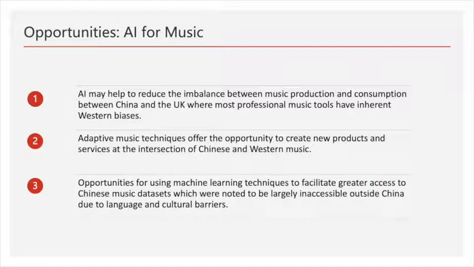Participants identified current trends in artificial intelligence as possible solutions to some of the barriers of the use of contemporary music production tools in Chinese music making and production. There were 3 main ways. Firstly, we could use techniques such as AI-based style transfer to bridge the gap between Western music technologies and Chinese music traditions. Secondly, we could use adaptive music techniques to create new products and services at the intersection of Chinese and Western music. Thirdly, we could use machine learning techniques to support greater access to Chinese music datasets, which are largely inaccessible outside China. Again, see our paper for more details on these ideas.